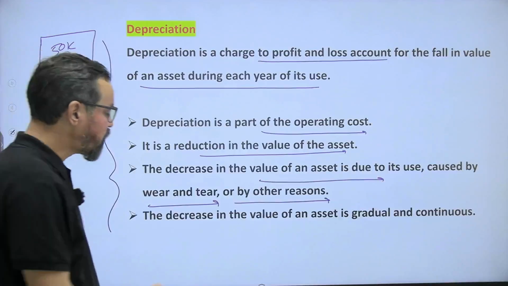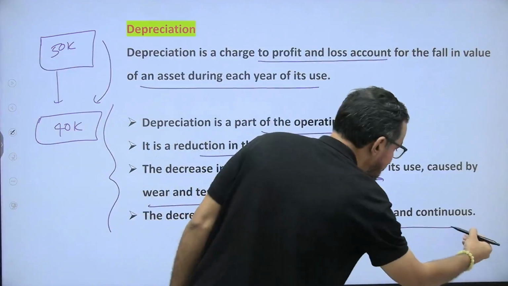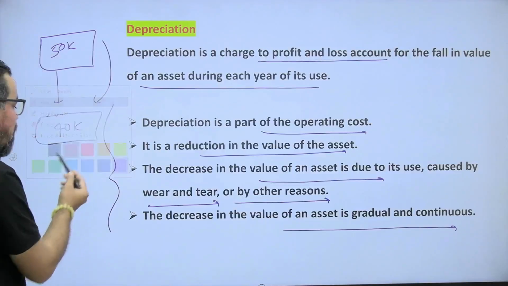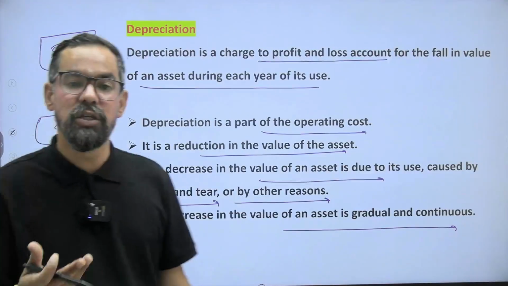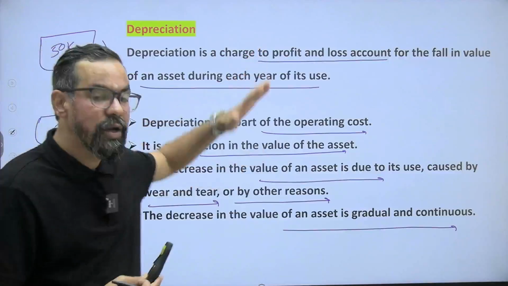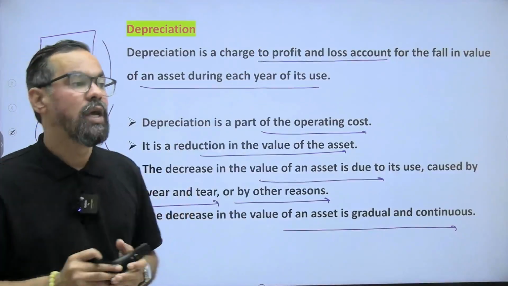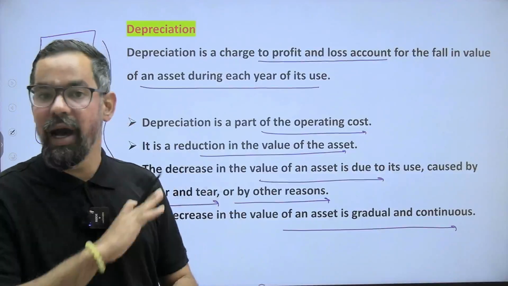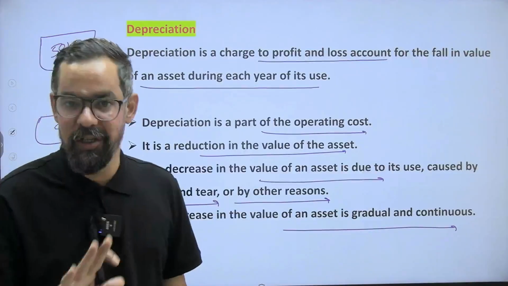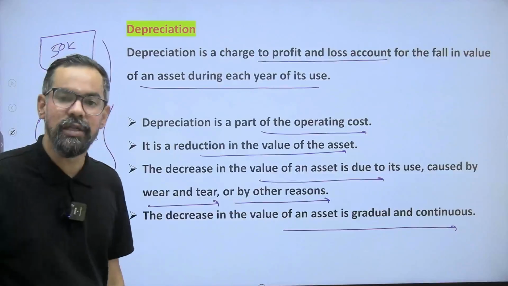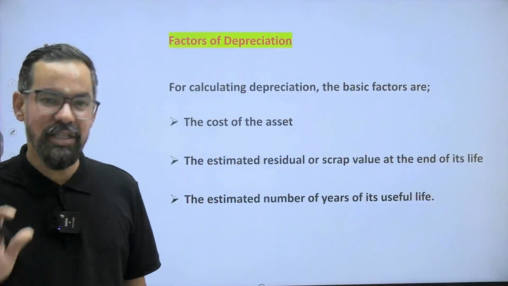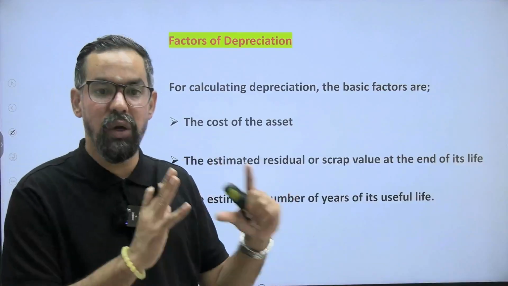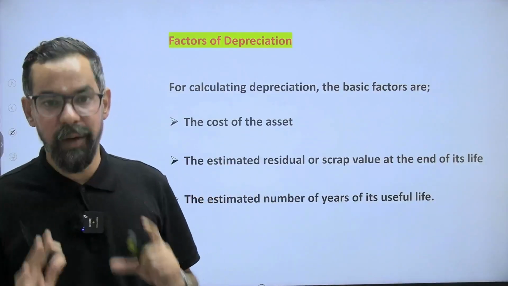So the decrease in value of an asset is gradual and continuous. So now every year you have to adjust the depreciation amounts. Every year there will be a reduction in the value of an asset, right? Depreciable assets, apart from land, others are basically all depreciable assets, right? So depreciation is simply a reduction in the monetary value or economic value of an asset, which is continuous or gradual till the useful life of that particular asset.